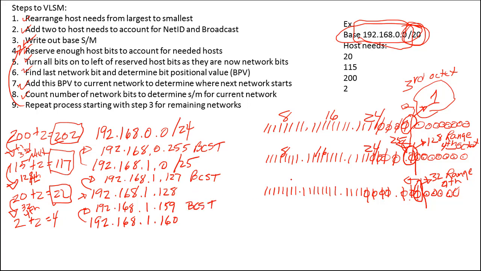And now I count my network bits. 8, 16, 24, 25, 26, 27. And there's my subnet mask. Now we go back and repeat the process for this final network.